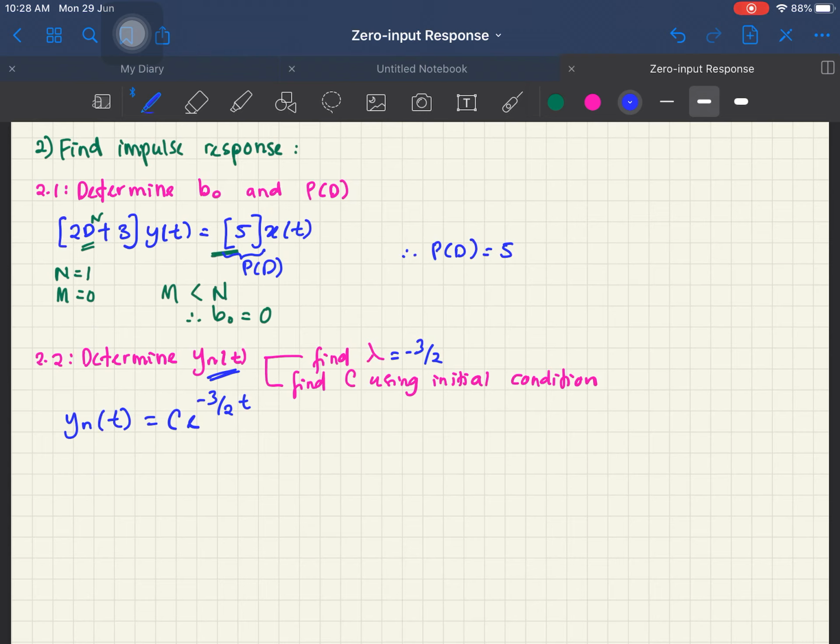Since we have n equals 1, your initial condition will be y_n of 0 equals 1. So this is the initial condition that is used to determine the impulse response, which is different from before, because before we had y_o of 0 equals 3. If we substitute this into the equation, y_n of 0, which equals 1, equals C e to the power of 0, so C equals 1. So we have y_n of t equals e to the minus 3 over 2t.